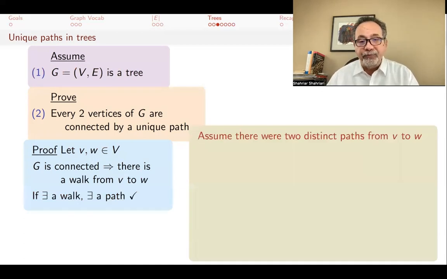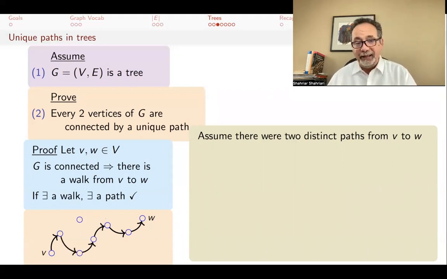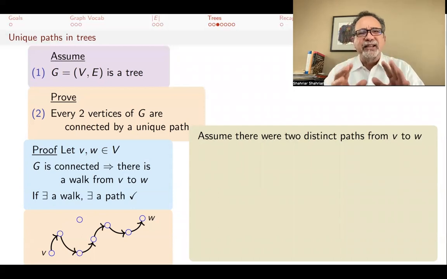Well, suppose there were 2 ways to go from V to W, 2 distinct paths from V to W. So for example, maybe look at the graph on the bottom left. So maybe there is one path and then there's another path. If you think about it, and as I said, try to prove this yourself. You might say, okay, if I go one way from V to W and another way from V to W, then they form a cycle. Well, that's not quite right, because it might be that these paths share some vertices and in fact some edges.